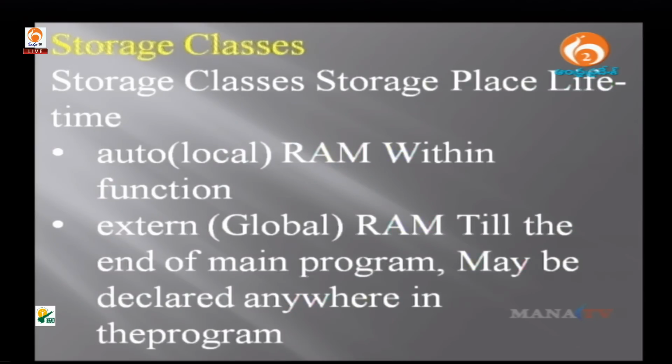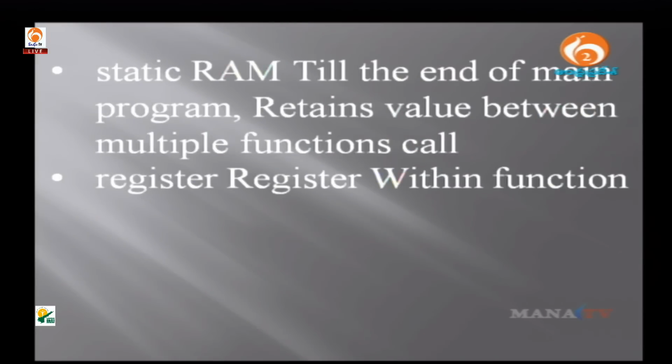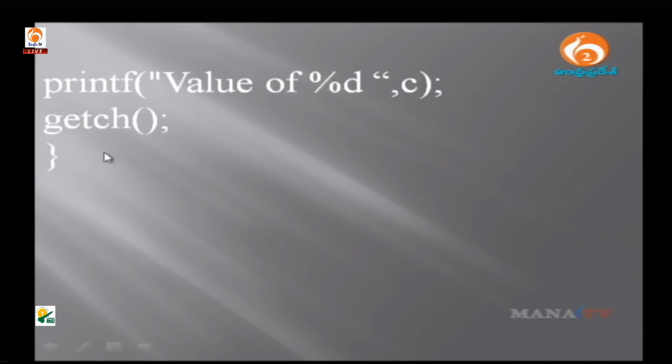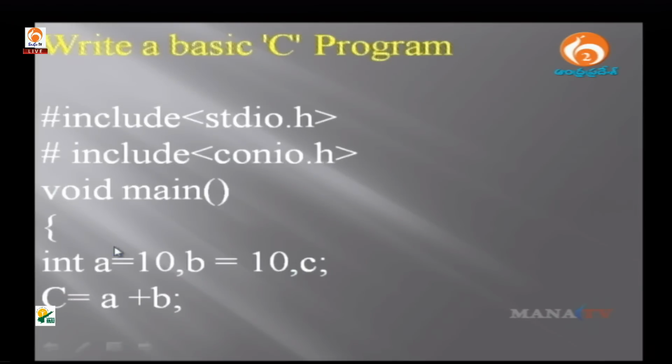What are the storage classes? Automatic variable, that is called auto, extern variable. Next register, next static. These are the storage class variables. An automatic variable is nothing but int a. Just now we have seen int a, b, c are automatic variables. You can write auto int a equal to 10 or int a equal to 10 also, both are the same.